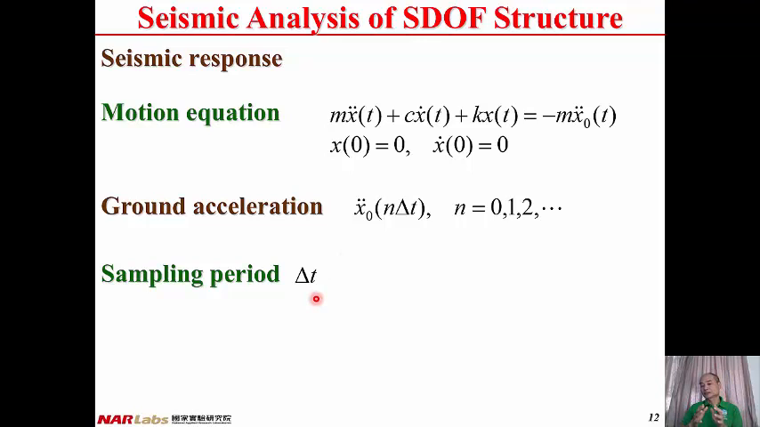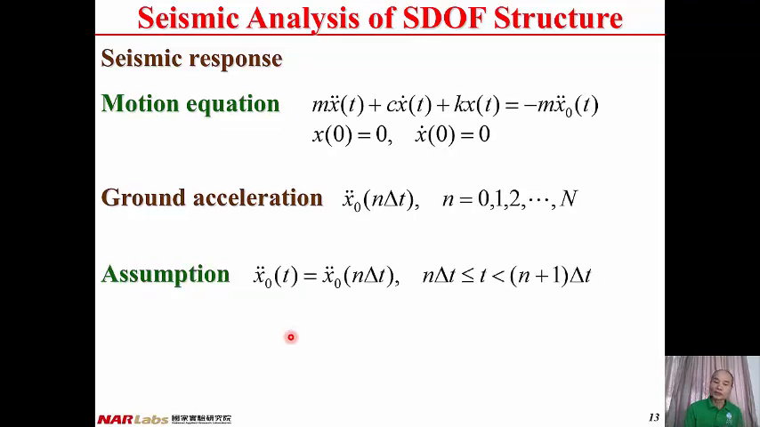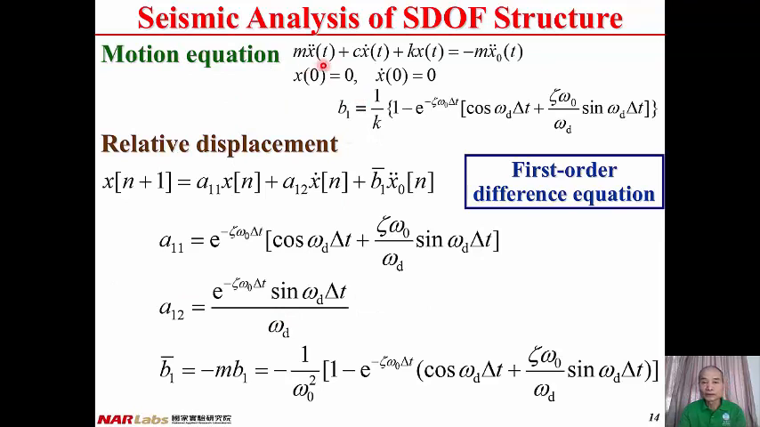If the sample period is short enough, then we can assume that the ground acceleration is constant between two consecutive sampling instants, n delta t and (n plus 1) delta t. Therefore, x0 double dot(t) equals x0 double dot at n delta t, when t is larger than or equal to n delta t and less than (n plus 1) delta t. Under this assumption, we can reduce the differential equation into a difference equation. Therefore, we have x at n plus 1 equal to a11 times x at n, plus a12 times x dot at n, plus b1 bar times x0 double dot at n.